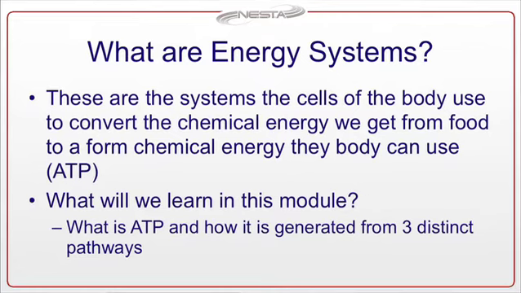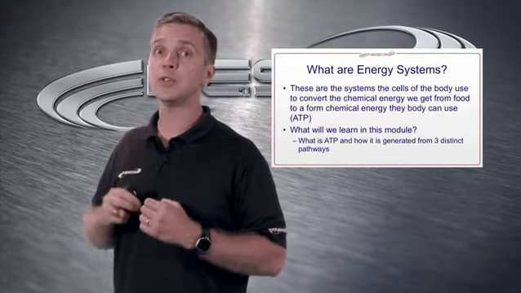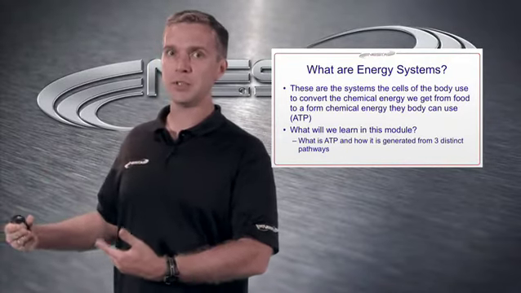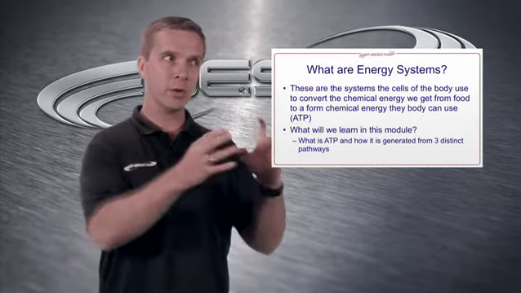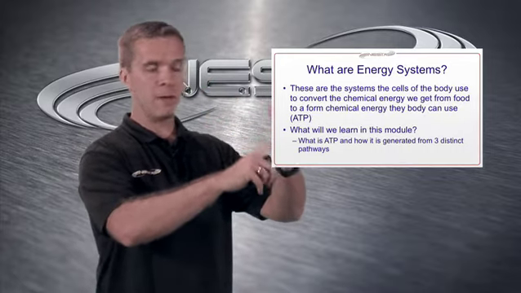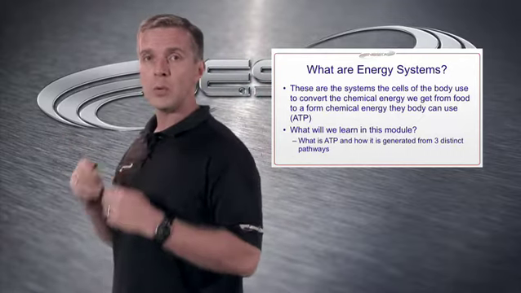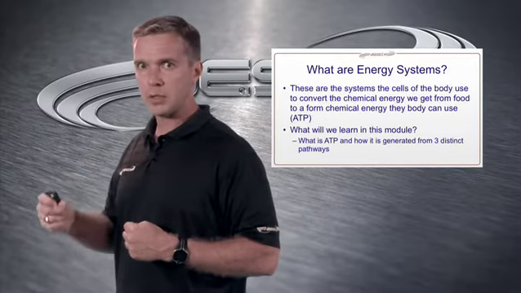So what are the energy systems that are used in the human body to, once again, get energy to produce usable work? These are the systems that the cells of the body use to convert the chemical energy that we get from food into a form of chemical energy that the body can use, which is ATP. And then ATP is used for mechanical energy, to do mechanical work. Okay, so we're taking chemical energy stored in food, in our macronutrients of carbohydrates, fats, and proteins. We're taking the energy from those molecules and we're transferring it to ATP, the one usable molecule for energy for our muscles.